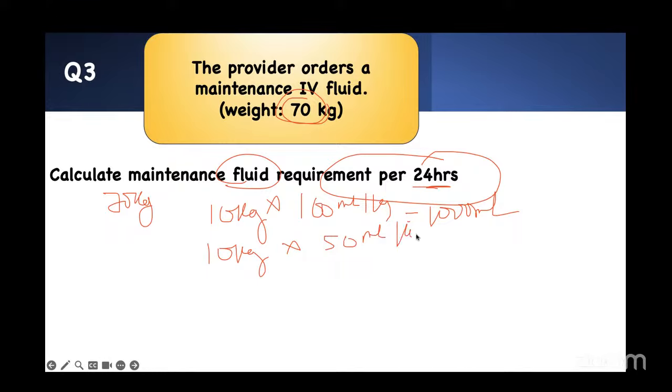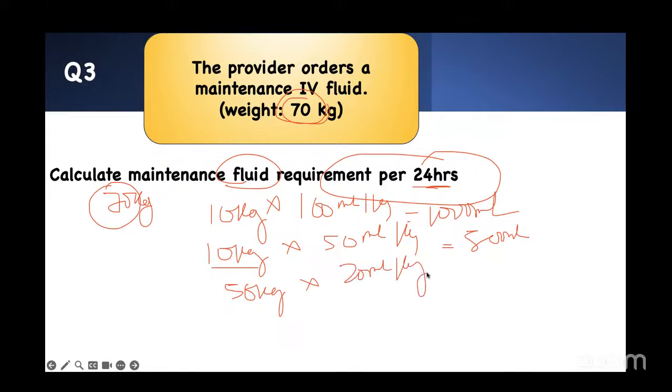Take the next 10 kilos of their weight and multiply by 50 ml per kilo. And this will give you what? 500. So that's the way we're doing it, 500 ml. What is left? Patient weighs 70 kilos. And we've used what? 20 kilos. So what is left? 50 kilos. Now with the 50 kilos that is left, you just multiply by 20 ml per kilo.